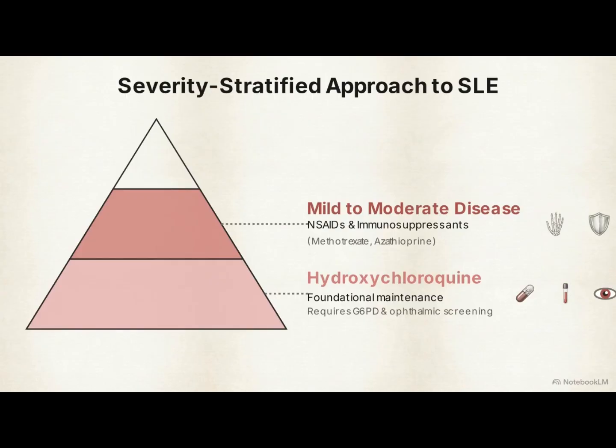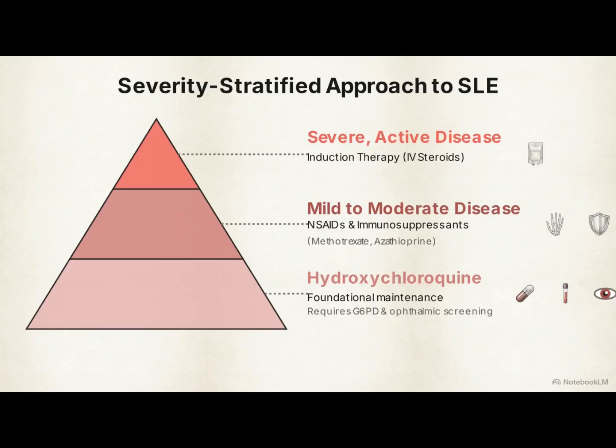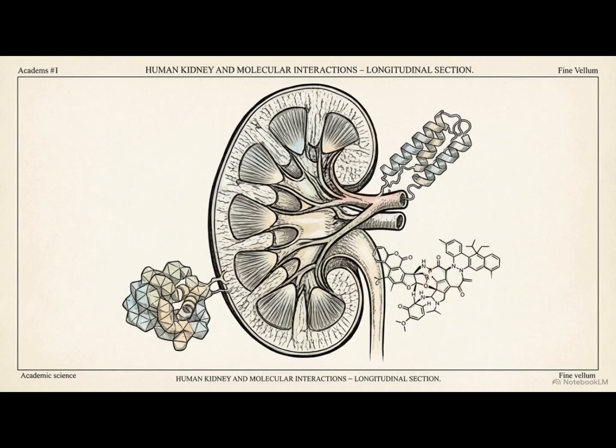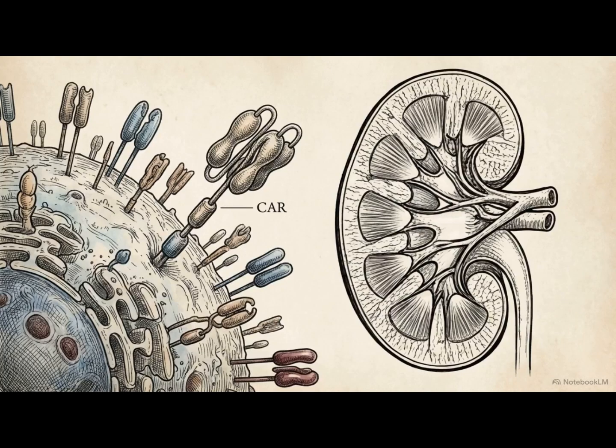The top tier is reserved for severe active disease, such as lupus nephritis or central nervous system involvement. Here, induction therapy requires high doses of intravenous corticosteroids paired with highly potent immunosuppressants, like cyclophosphamide or mycophenolate mofetil. Modern treatment also integrates targeted biologics, such as belimumab and voclosporin, which offer better renal responses.